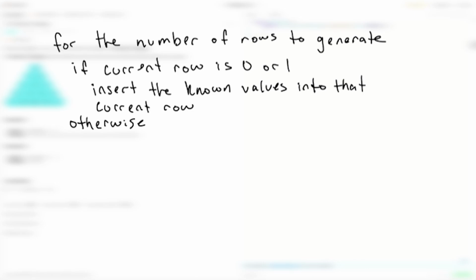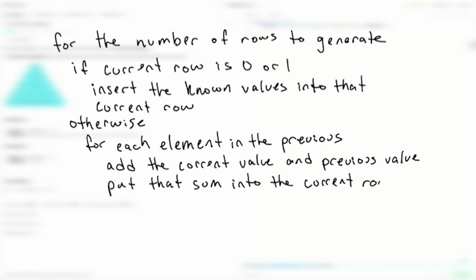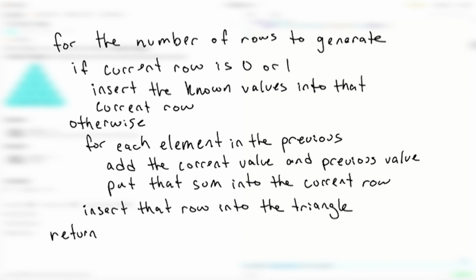What we're going to go ahead and do is for each element in the previous row, we're going to add the current value and the previous value. Then we want to take that sum and put it into the current index of this new row. After this, we're going to insert that row into our Pascal triangle. And once we've done all of our rows, we want to return that Pascal's triangle.